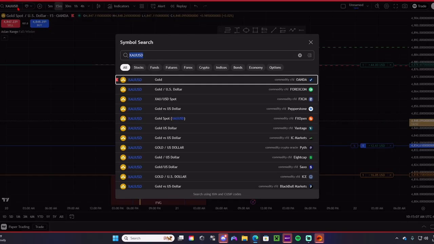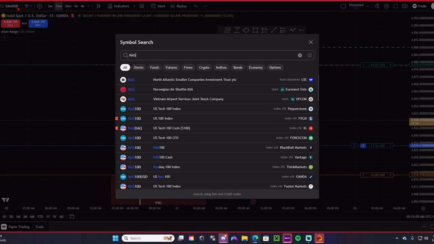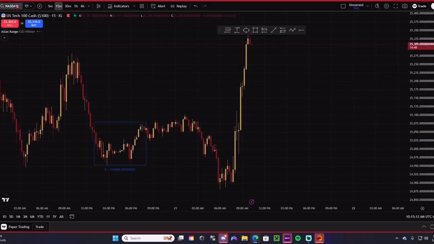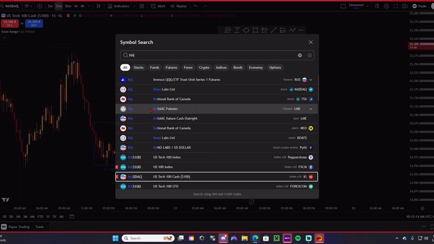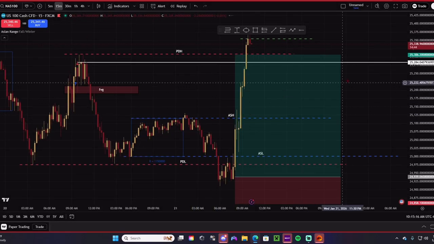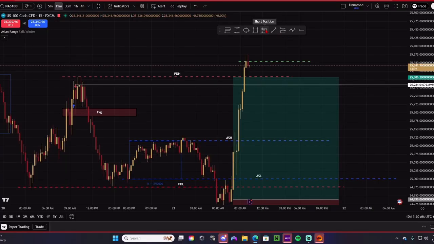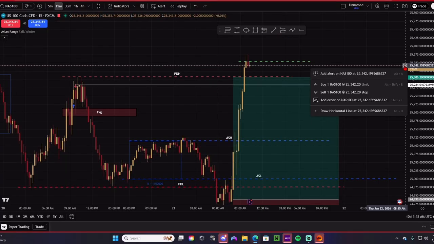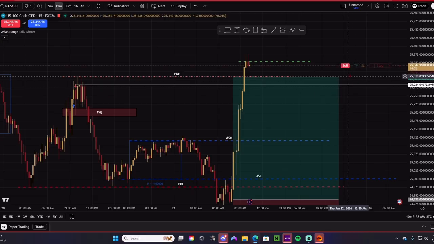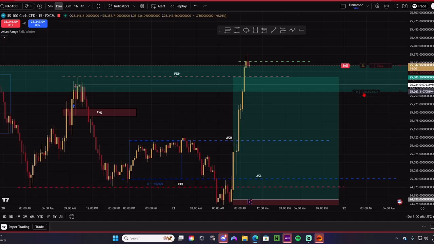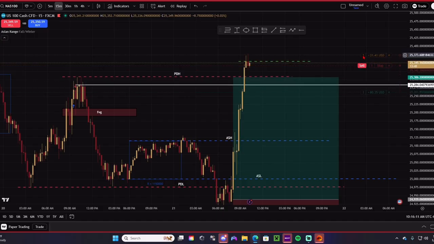I know why I got both of these. Let me switch this to NAS. So yeah, price is close. So what I'm gonna do, I'm gonna go ahead and take a sell. I'm not gonna lie, this could be FOMO coming in, but I'm confident. Take our stop loss right here.